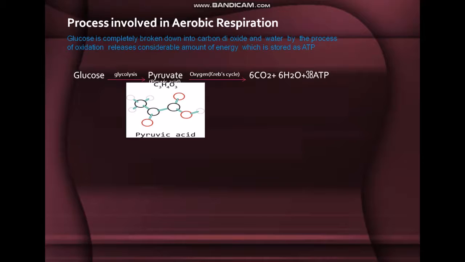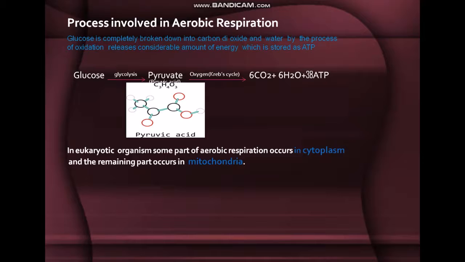Pyruvate releases pyruvic acid, which has 3 molecules of carbon, 4 molecules of hydrogen, and 3 molecules of oxygen. In eukaryotic organisms, some part of aerobic respiration occurs in the cytoplasm and the remaining part occurs in the mitochondria. The respiration that occurs in the cytoplasm is called glycolysis. That is, glucose is broken down into pyruvic acid.